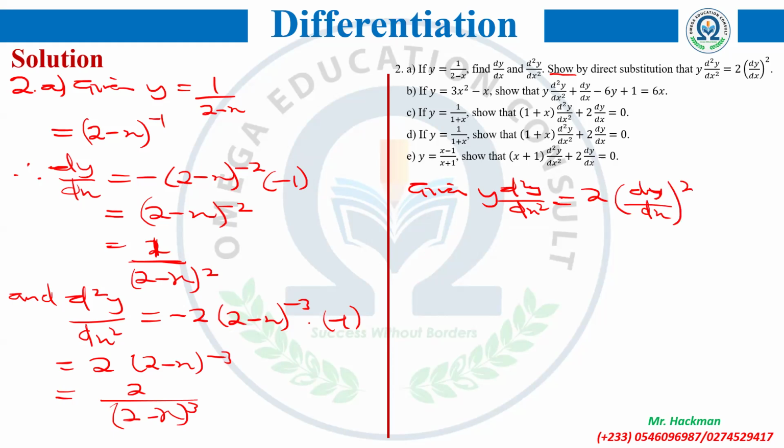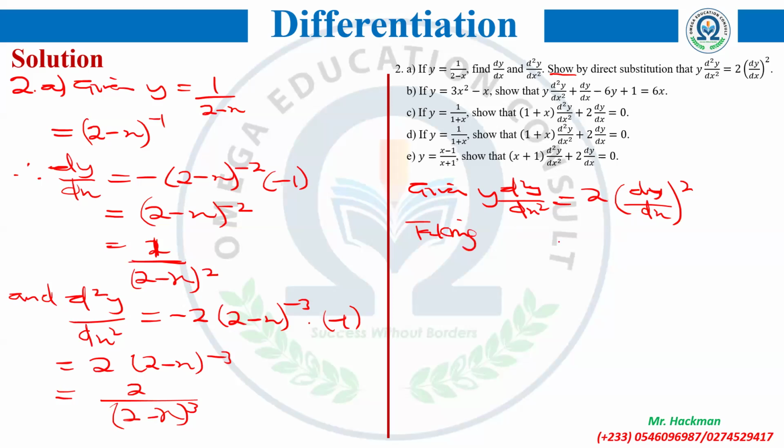Anytime you want to prove, we have two ways. Take the left-hand side, compute it, take the right-hand side, compute it and compare your results. Or take the left-hand side, compute it and transform it to be the same as the right-hand side. That's what I'm going to do.